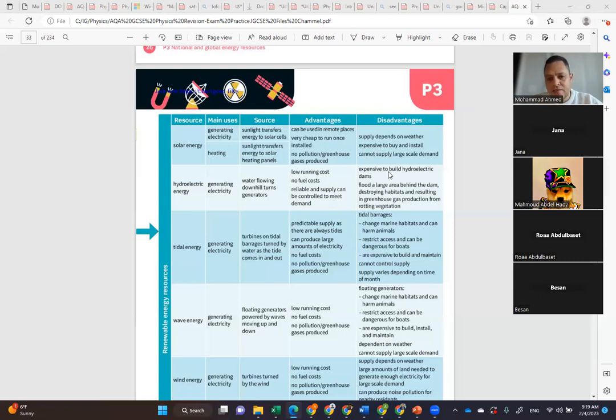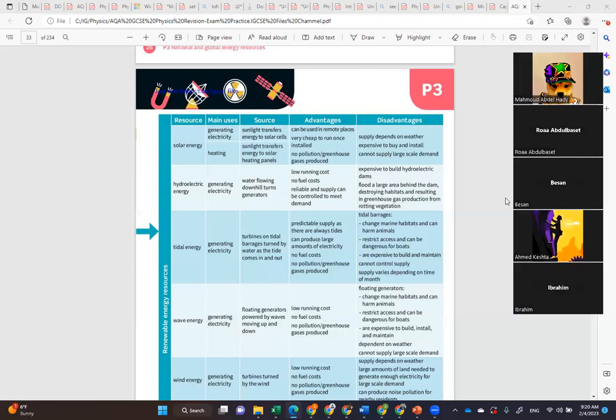But the disadvantage is that hydroelectric dams are expensive to build. I think you heard about how many years the Sadd al-Ali took to build in Egypt. It floods a large area behind the dam, and I think you also heard about the flooding that happened behind the dam, destroying habitats, and resulting in greenhouse gases produced from the rotting vegetation.